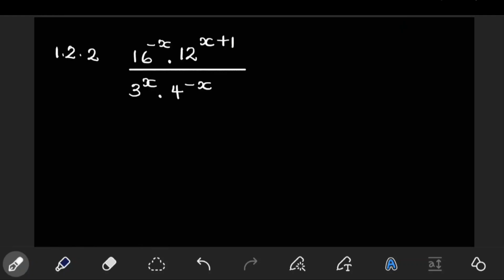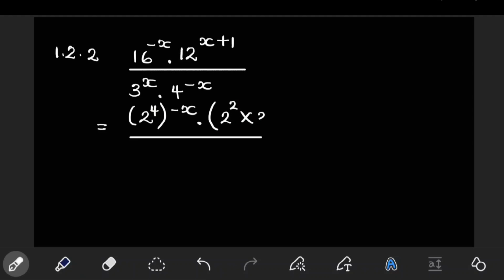So here's what we have. And our first step is to rewrite all of the bases as products of prime numbers. So 16 can be rewritten as 2 to the power 4. And here's the thing, whenever you are replacing a base with its product of prime numbers, please replace it in a bracket if there is an existing exponent that goes outside the bracket. 12 is going to be 2 squared times 3.